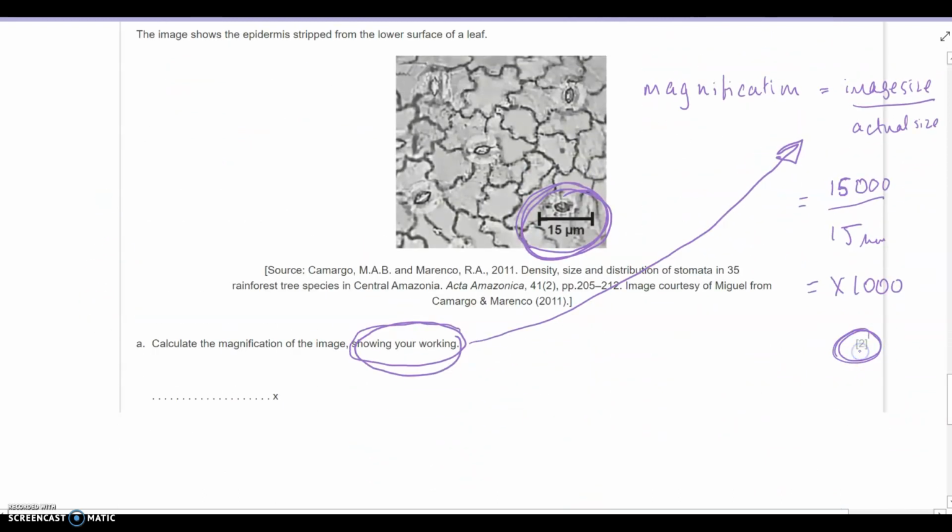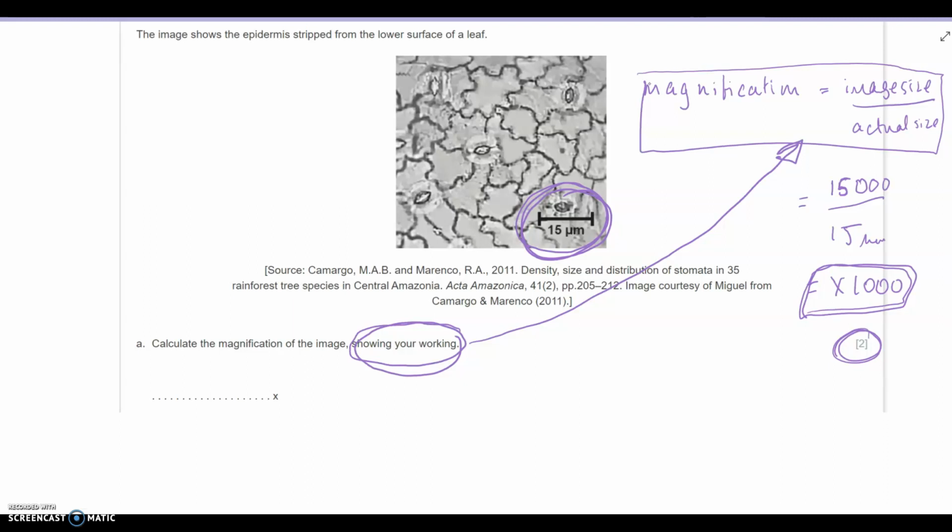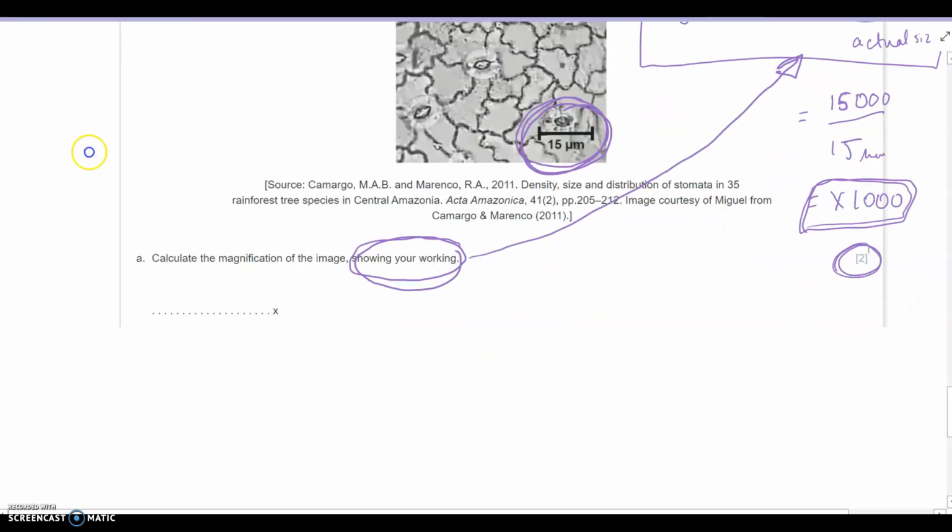But the point is, if you looked at the mark scheme for this question, you can see it's out of 2 marks. You get 1 mark for the correct answer, and you get 1 mark for showing your workings. So please make sure you're doing that. That's probably your most straightforward type of question.